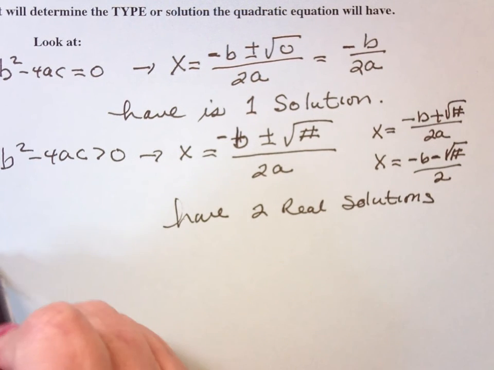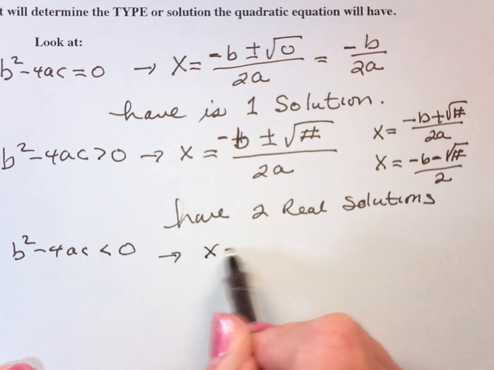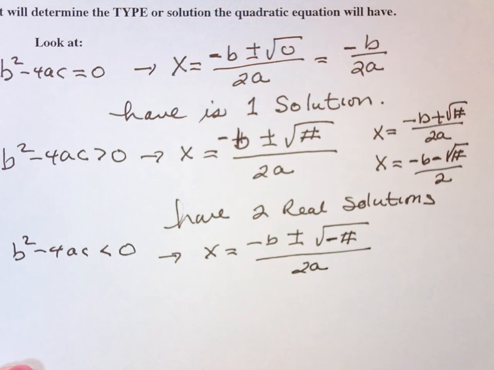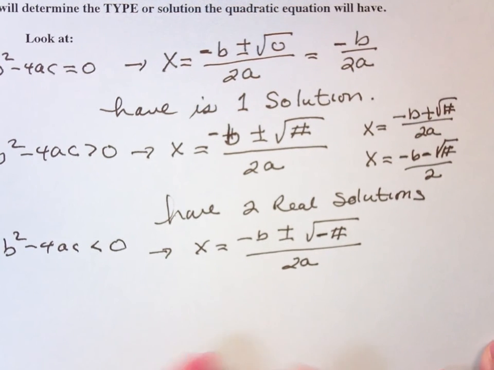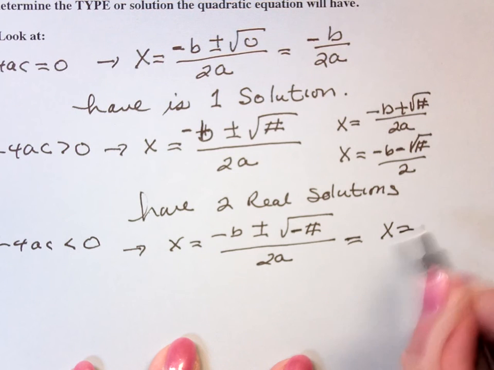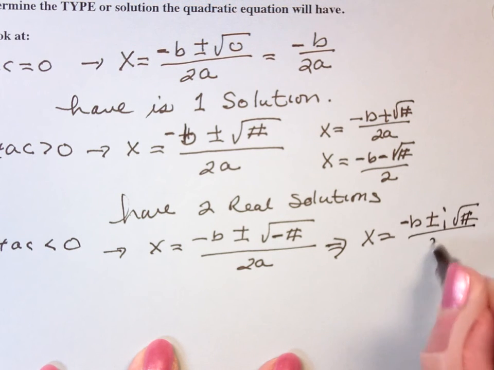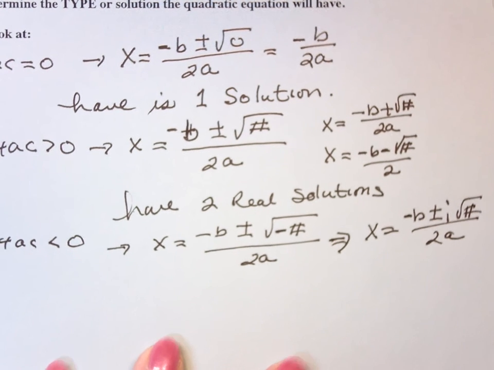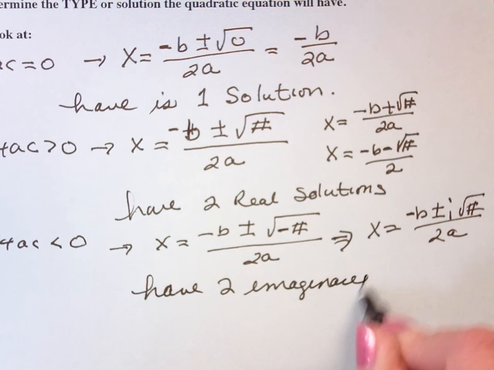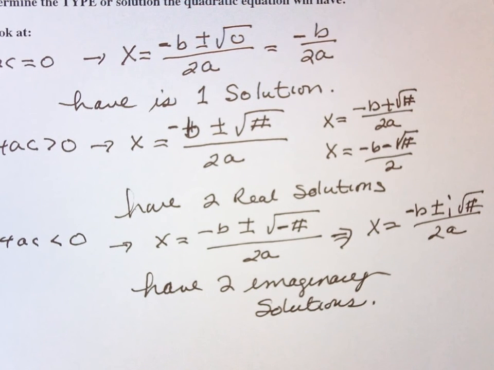Then the next thing you would say is, thirdly, what if I have b squared minus 4ac as a negative number? Well, that means that x is minus b plus or minus the square root of a negative number divided by 2a. What does that cause? An i to happen, right? So then this would say that x would be minus b plus or minus i times the square root of some number over 2a. And you're going to have two imaginary solutions. It's all about that radical. It's all about that radical in the end.